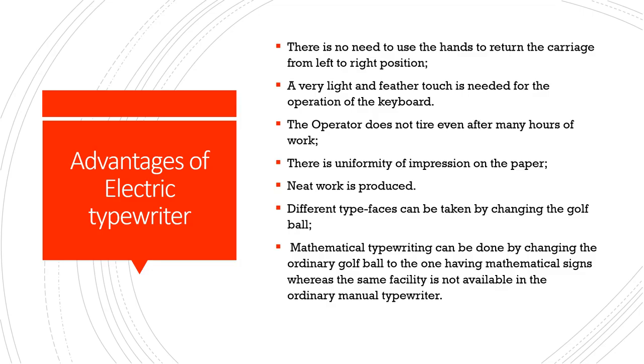That I told you now, we can produce different types of font types. And mathematical typewriting can also be done. That is also possible by changing the golf ball to one having mathematical signs. Many symbols like equal to, plus, minus are possible, whereas the same facility is not available in the ordinary manual keyboard. In a general keyboard it is not there, but in an electric typewriter, multiplication, addition, subtraction, these types of mathematical operations can also be produced very easily.